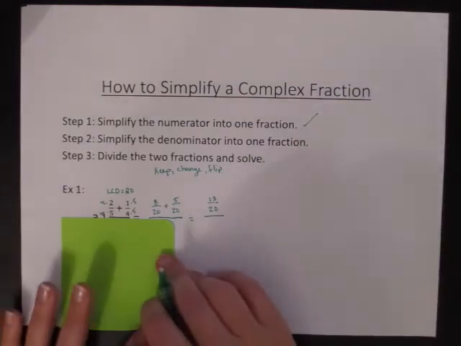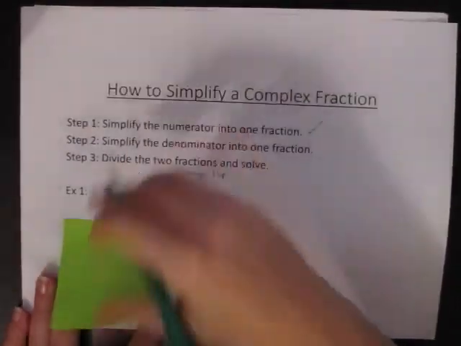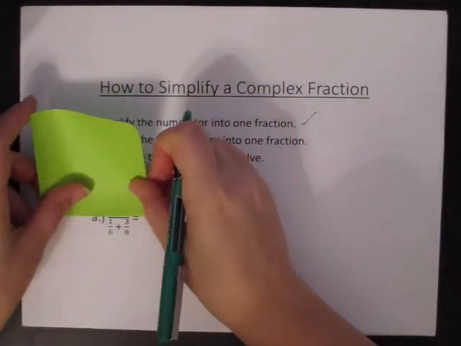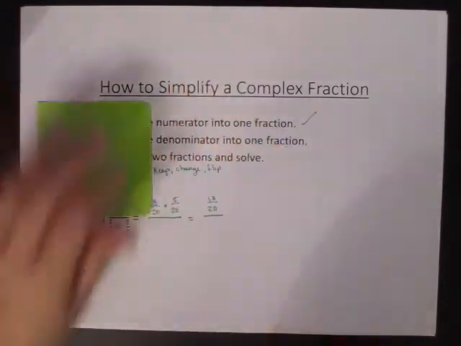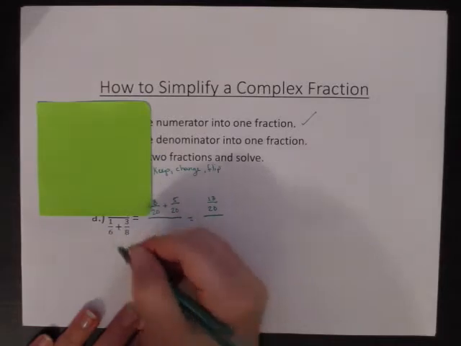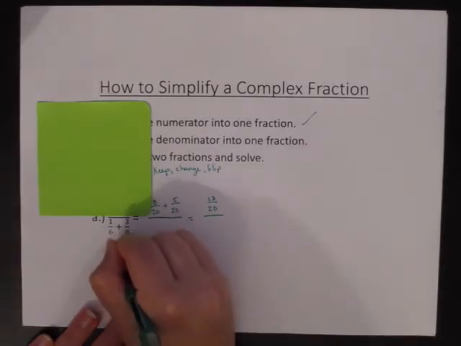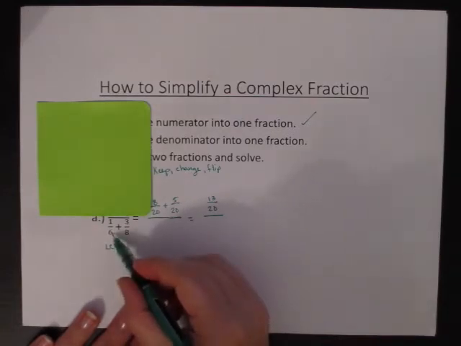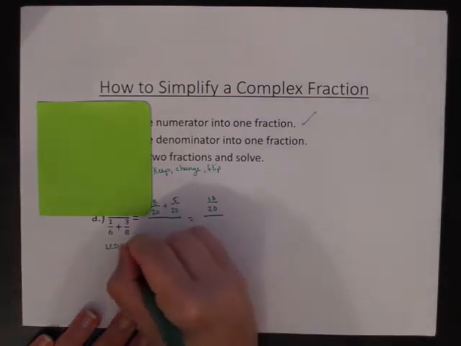Now what we've got to do is simplify the denominator. So I want you to take your sticky note and cover up the numerator, because all we're going to do now is focus on the denominator. So I've got 1 over 6 plus 3 over 8. My denominators are not the same, so I have to find my LCD. And my LCD for 6 and 8 is going to be 24.